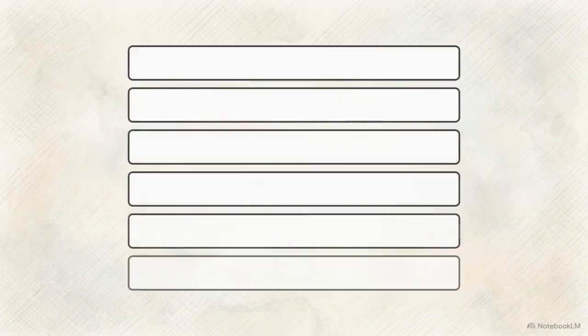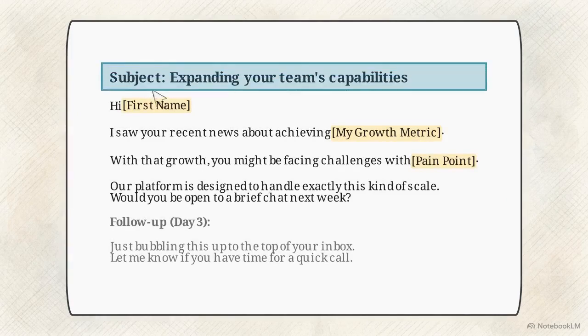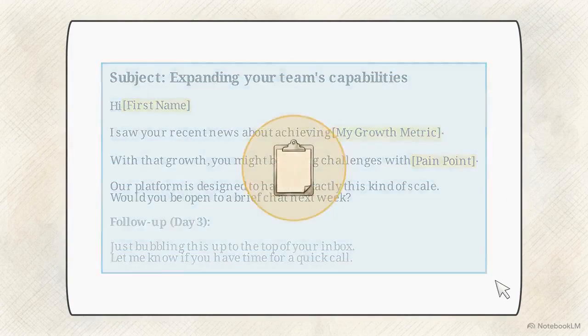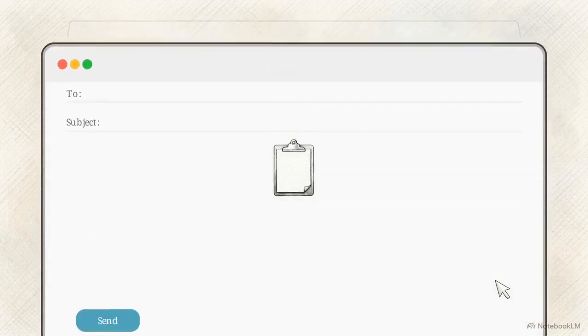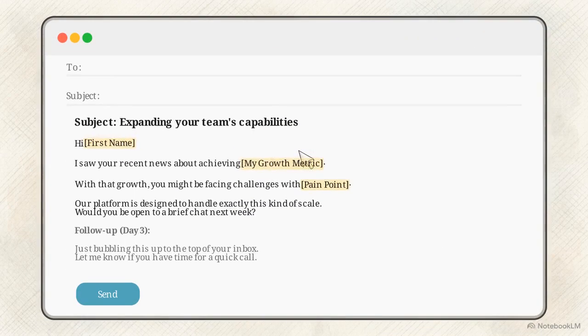Let's look at the final result. We have 6 fully written emails, Day 3 follow-ups ready to go, and bracketed placeholders telling me exactly where to insert my specific metrics. Because we fixed the formatting, I can highlight this entire block of text, copy it, and paste it straight into a Gmail Compose window.